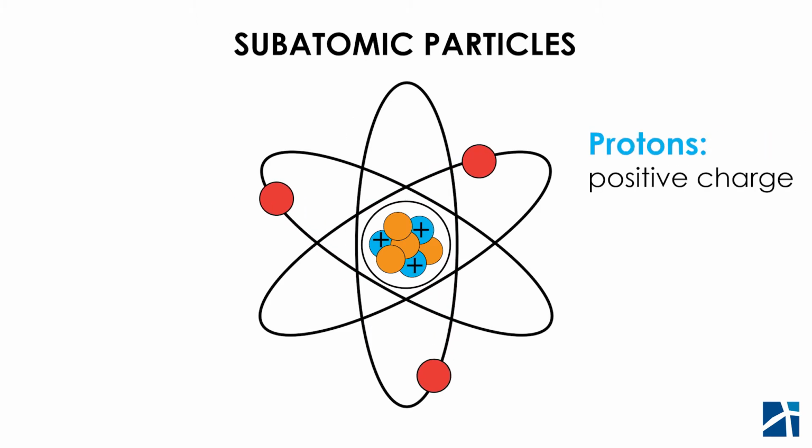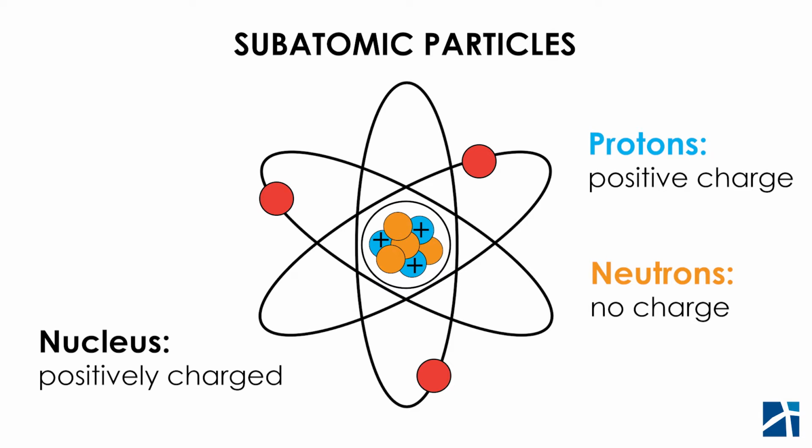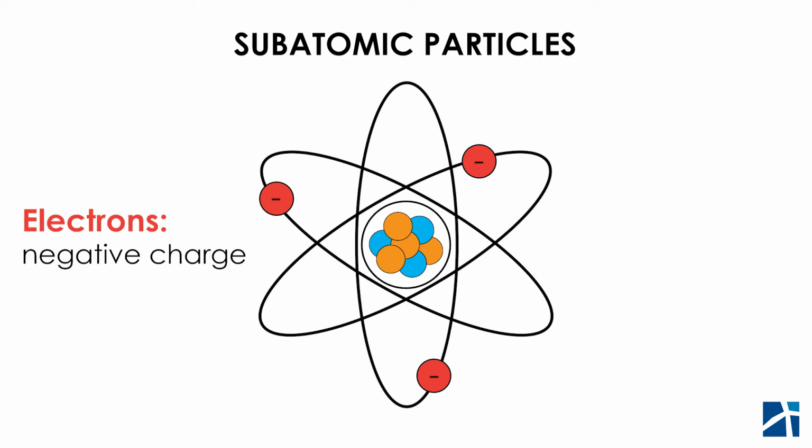The proton is a particle that has a positive charge, whereas a neutron doesn't have any charge. Because of this, we can say that our nucleus is positively charged, because remember, our nucleus is only made up of protons and neutrons. Electrons, on the other hand, have negative charges, and they are way smaller than the proton and neutron. They spin around the nucleus super fast in an area called the electron cloud.